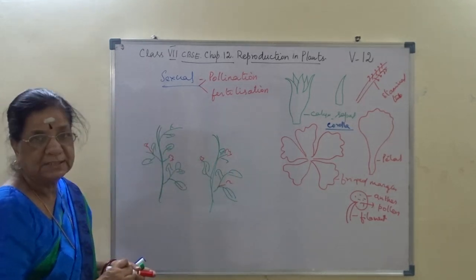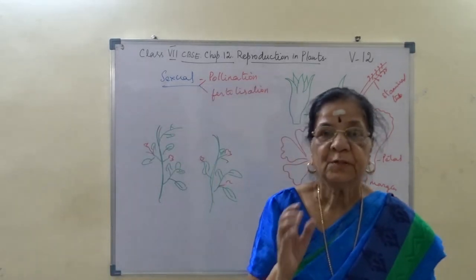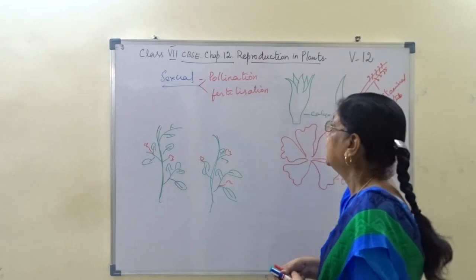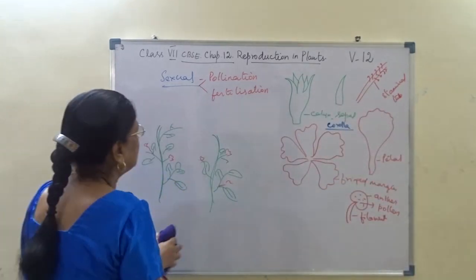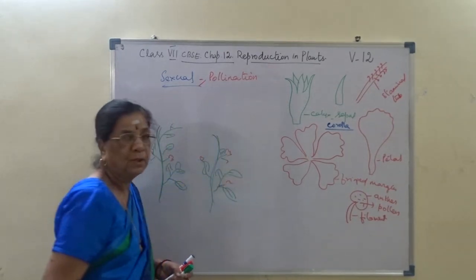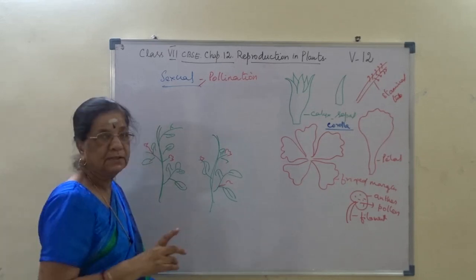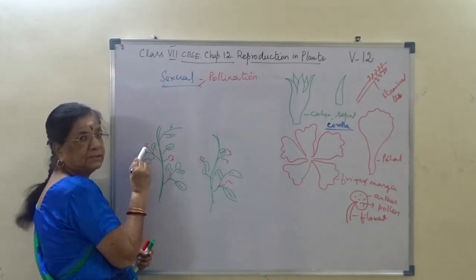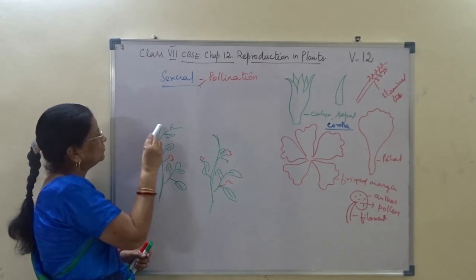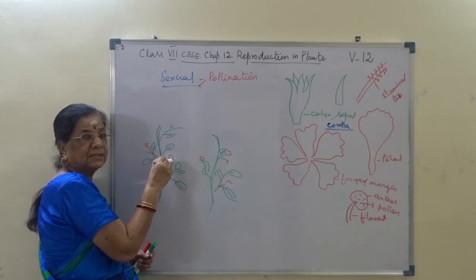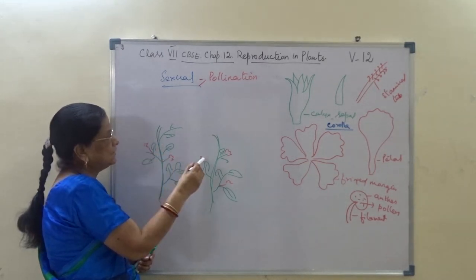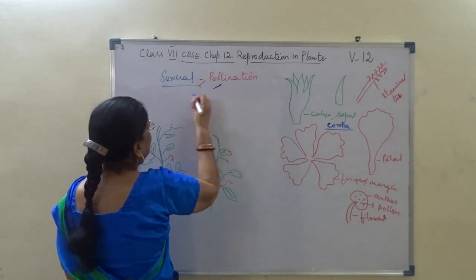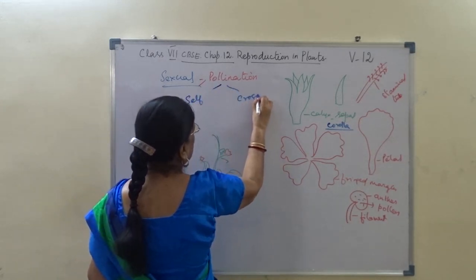Now, pollination is the transference of pollen grain from the anther to the stigma. Pollen grain from this flower can reach another flower of the same plant, or it can reach another flower of another plant. So it has two types: one is self-pollination, and the other is cross-pollination.